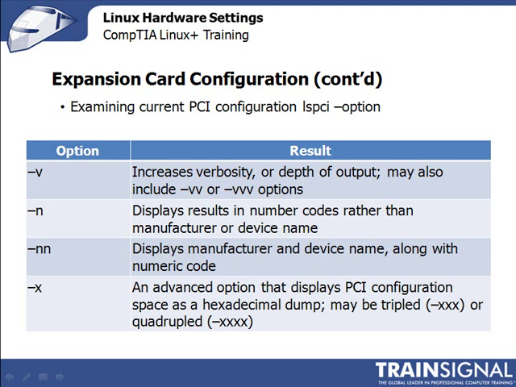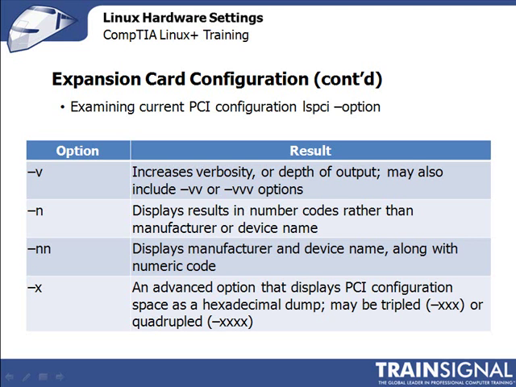As a certification exam tip, you will need to memorize this command and all of its options. First we'll go through each of them, then try out a few in our terminal window. The first option, -v, means to increase the verbosity or depth of the output.